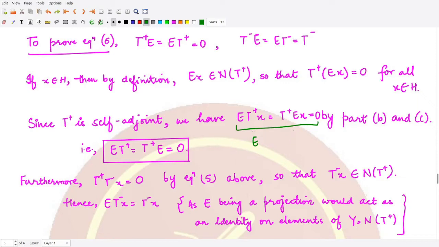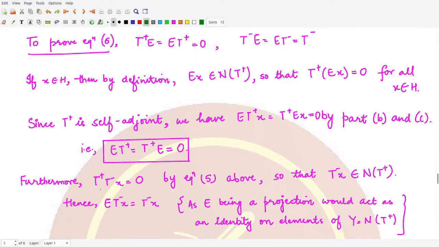So using this result, because this is true for every x which is a member of the given Hilbert space, we have E T positive is equal to T positive E, and that is equal to the 0 operator. So we have proved one part of this equation. For the next part, let's see what we have.